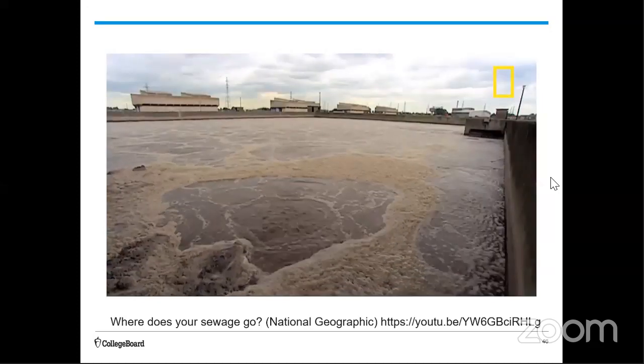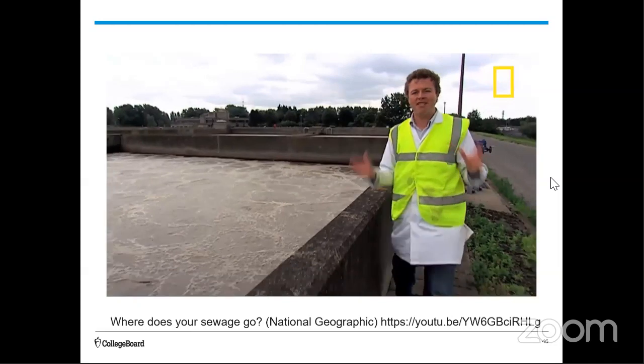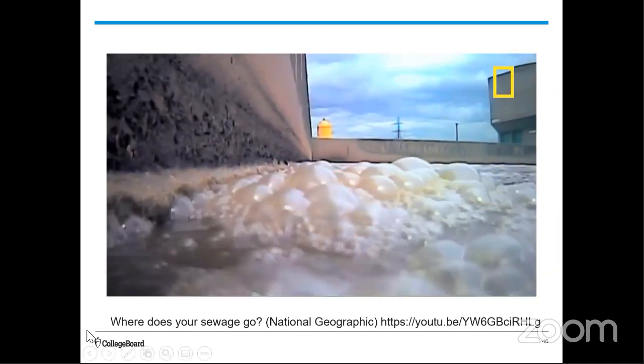And here it is. In these tanks, the sewage is mixed in with billions upon billions of bacteria, so all the dissolved materials that still remain can be biodegraded.